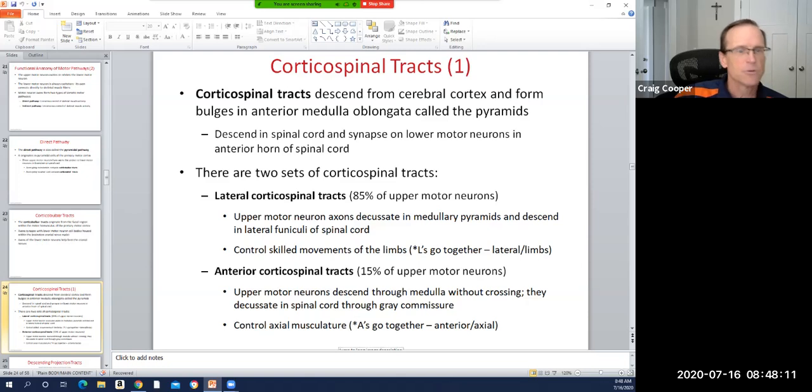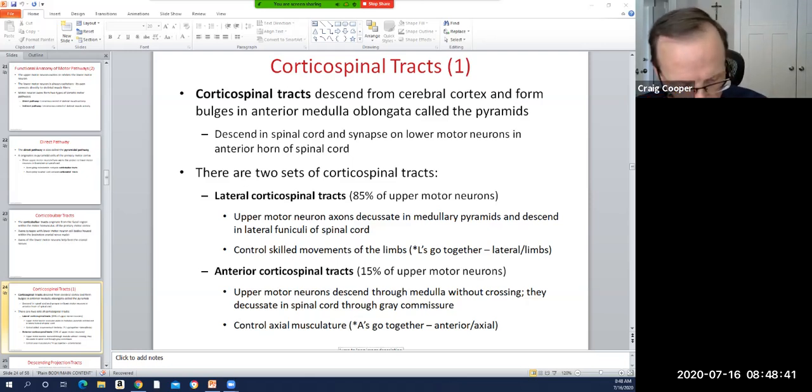So when we're talking about controlling erector spinae, rectus abdominis, internal and external obliques, that information is going to be carried on this anterior corticospinal pathway. But if I'm trying to run, jump, kick, throw, those are going to be carried on those lateral corticospinal pathways, because that's where the motor function for the limbs is controlled. Okay, so lateral for limbs, anterior for axial, for the trunk.